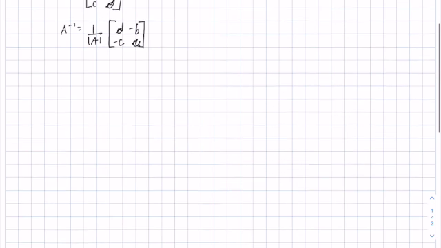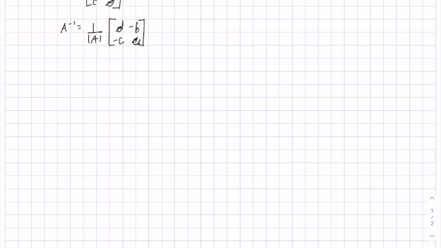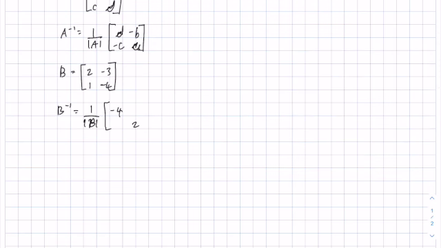So let's try an example with this. Let's say we have matrix B, which is equal to 2, negative 3, 1, negative 4. So B inverse will be equal to 1 over the determinant of B times the matrix, let's do this. We take the 2 and put it here. We take the negative 4 and put it here. We basically swap it, negative 4, 2. And then we multiply these two values by negative 1. So 3 and negative 1.